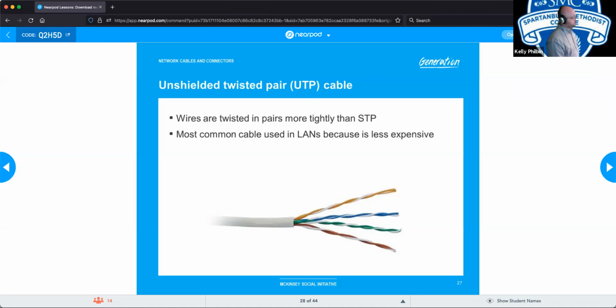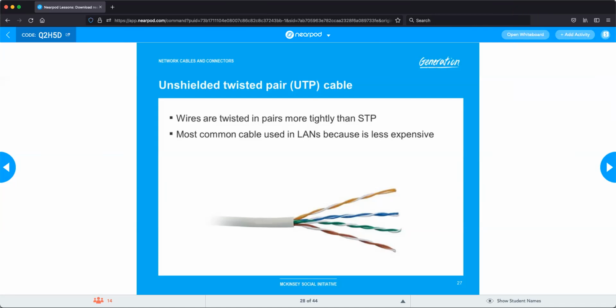Does anybody know why they twist the wires together like that? Besides, it looks cool. I know, right?